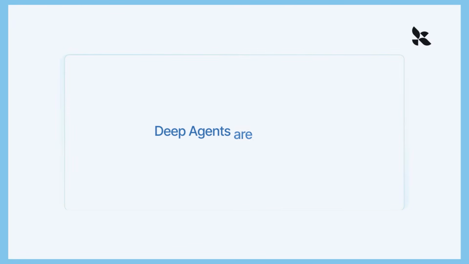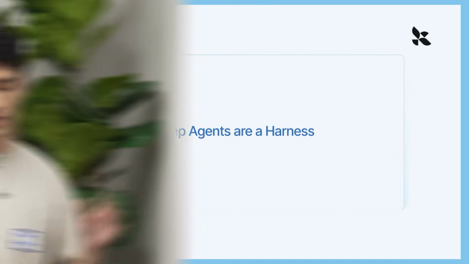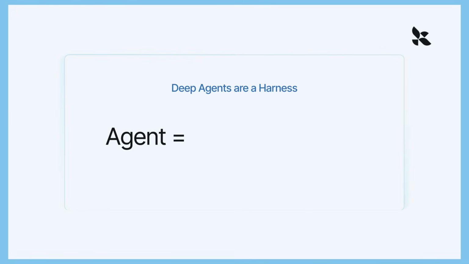Deep agents are a harness. If you've been following the AI space, you've probably heard the word harness thrown around a lot in the last couple of months. And the first question that you might have is, what is a harness? Well, the easiest way to think about it is that when you have an agent, whether you're building it, talking about it, or testing it, the agent is a model, a foundational LLM, plus a harness.